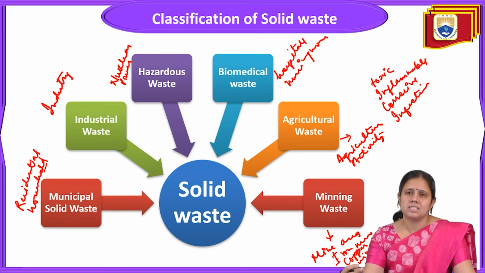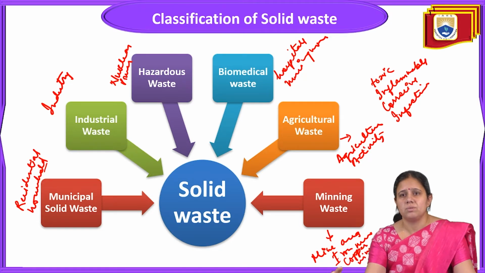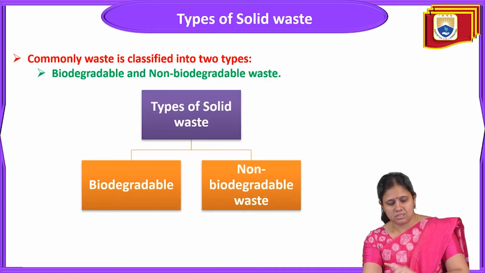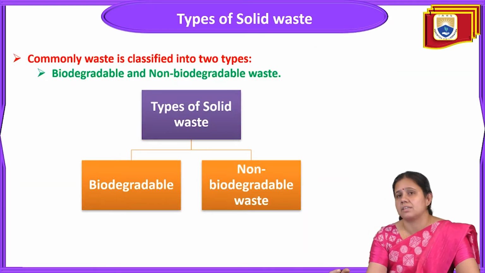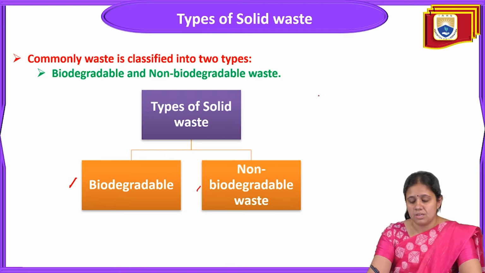So all these things are considered under the category of solid waste management. That's why we are studying solid waste management. And on the basis of waste generation, we are classifying the waste into these 5 categories. Now comes the next point, on the basis of its characteristics. On the basis of its characteristics, solid waste is of 2 types: first is biodegradable waste, and the other is non-biodegradable waste.